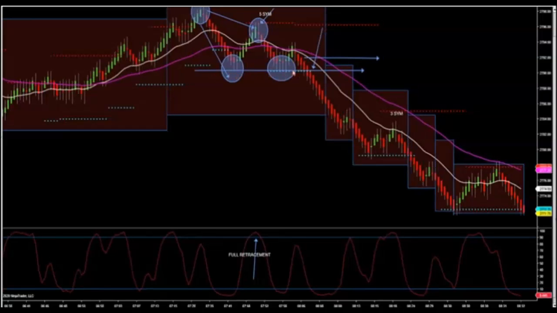On the M and W, you can break the neckline, and that broke the symmetry dots. You can short it here, stop loss two bars back. Okay, so something you can do.